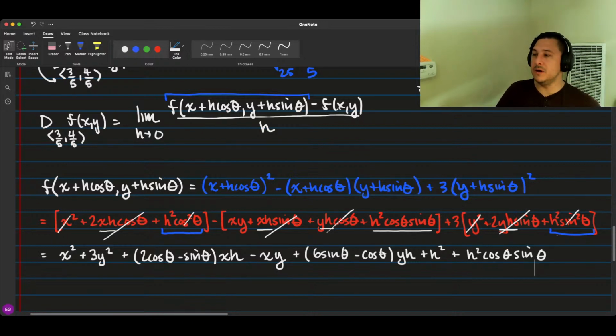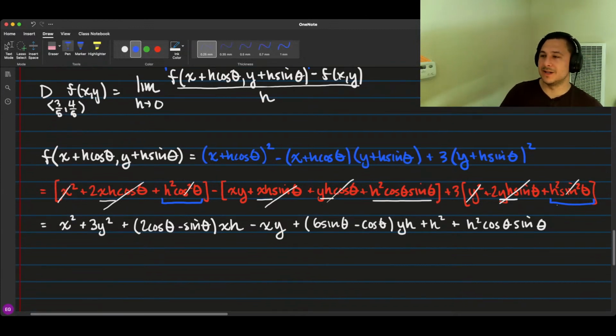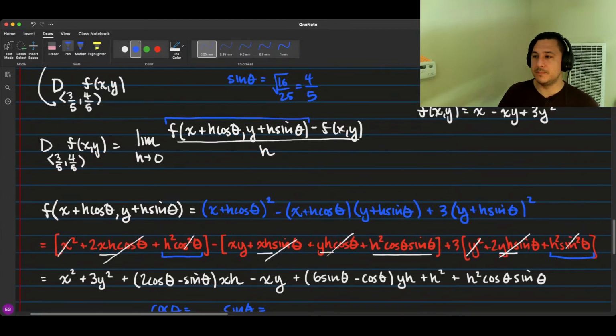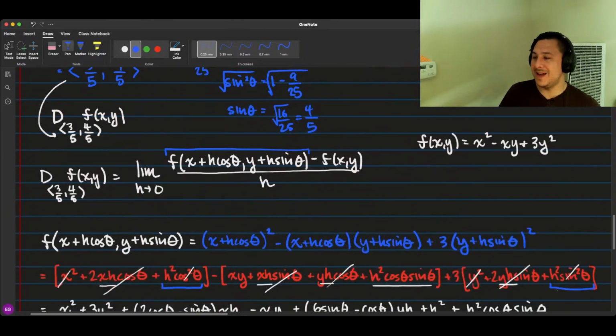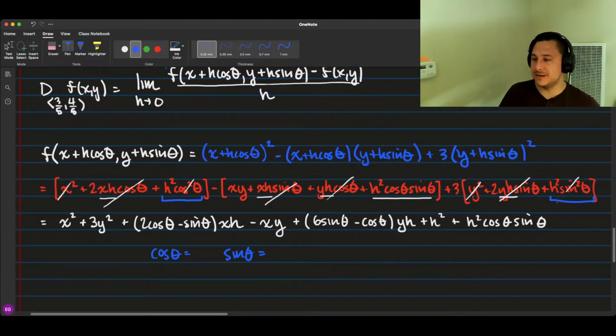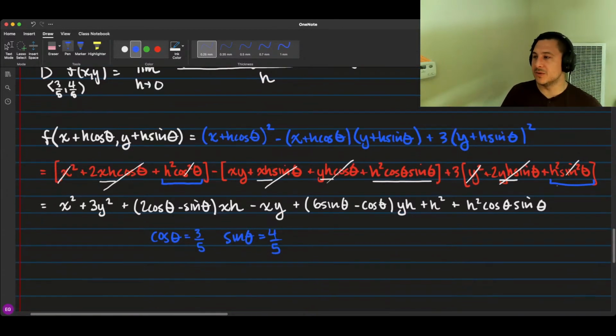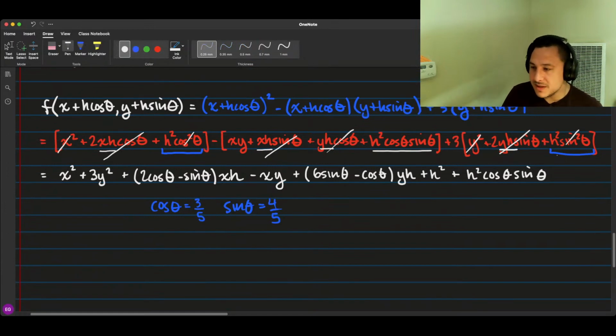Now, what do we know about cosine theta and sine theta? Like, what are they equal to? I completely forgot about this. No wonder I was drawing a blank. Each of them individually, not when squared and added together. I'm going to scroll up. What do we know? They're equal to 3/5 and 4/5. So you can make those replacements. So let's make those replacements.